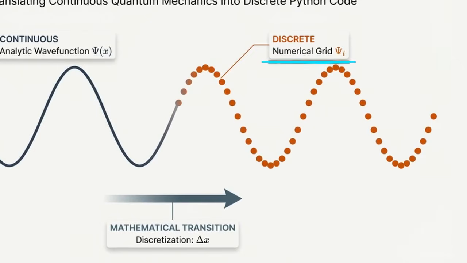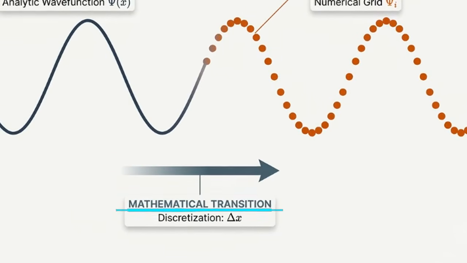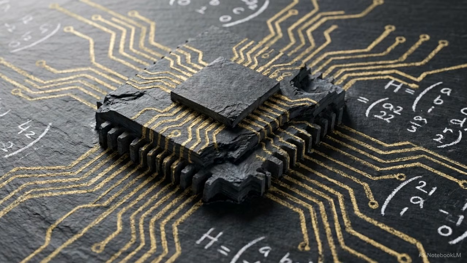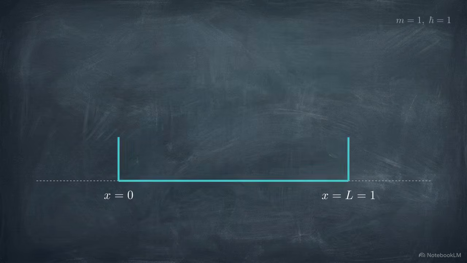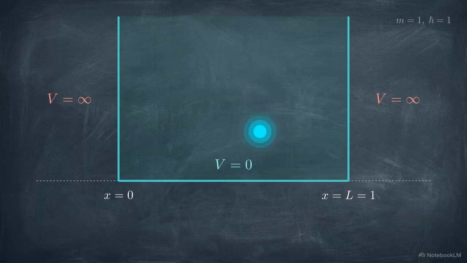Locking the calculation to a specific number of locations translates continuous curves into individual coordinates, allowing us to process physical laws using discrete algebra. Solving quantum mechanics on a machine translates the continuous movement of calculus into the discrete logic of data. We will simulate the simplest confined system in quantum physics, the one-dimensional particle in a box.